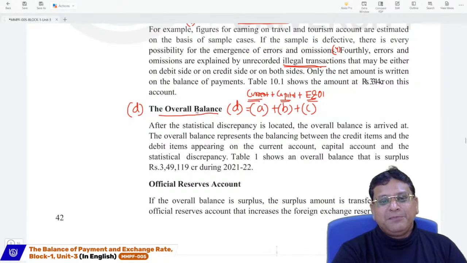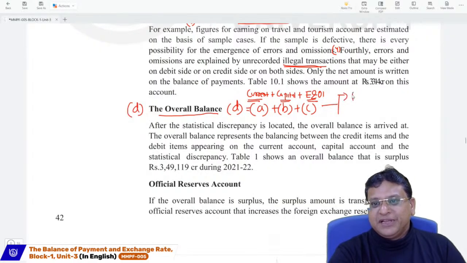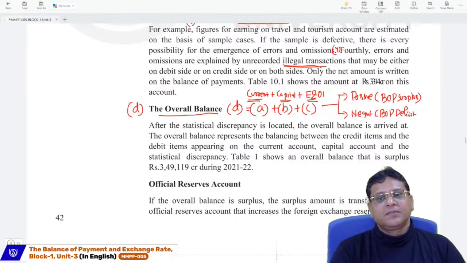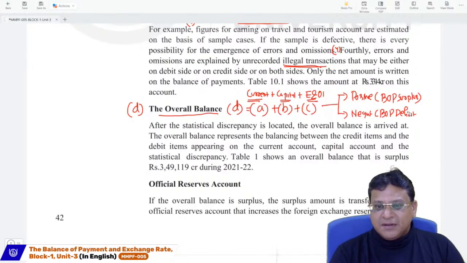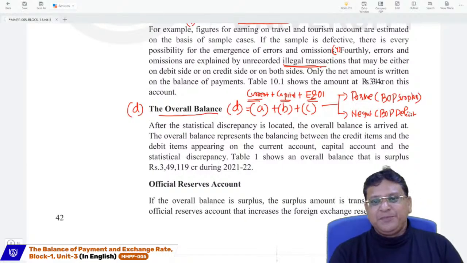The overall balance may be positive or it may be negative. If the overall balance is positive, it is known as BOP surplus. If the overall balance is negative, it is known as BOP deficit. Okay, current account, capital account, and error and omission. There can be BOP surplus or BOP deficit. This is known as overall balance of the BOP statement.